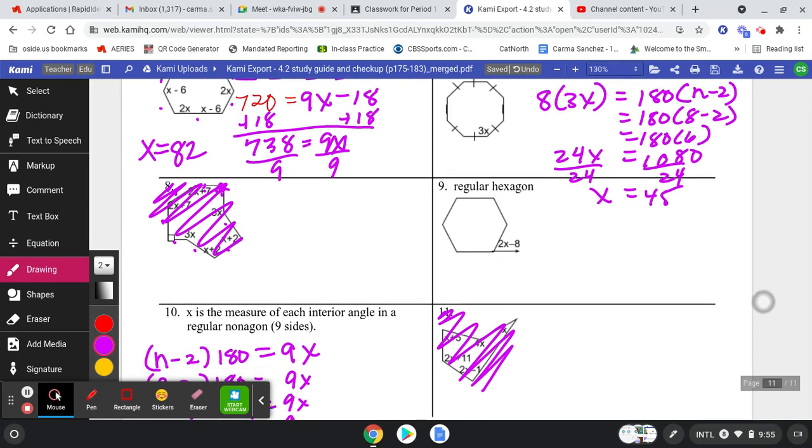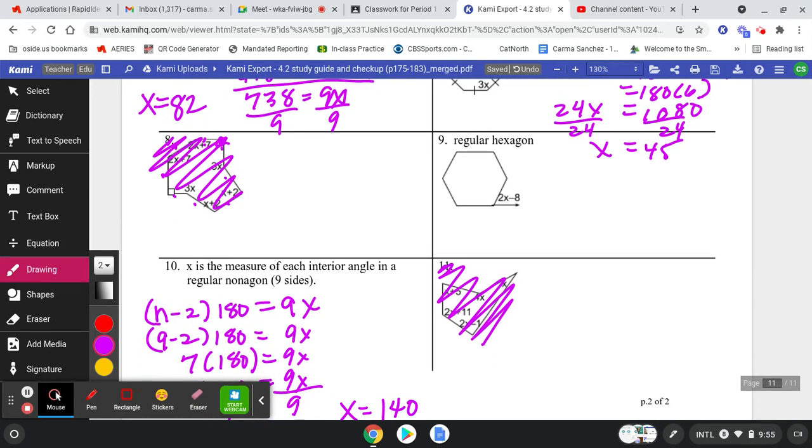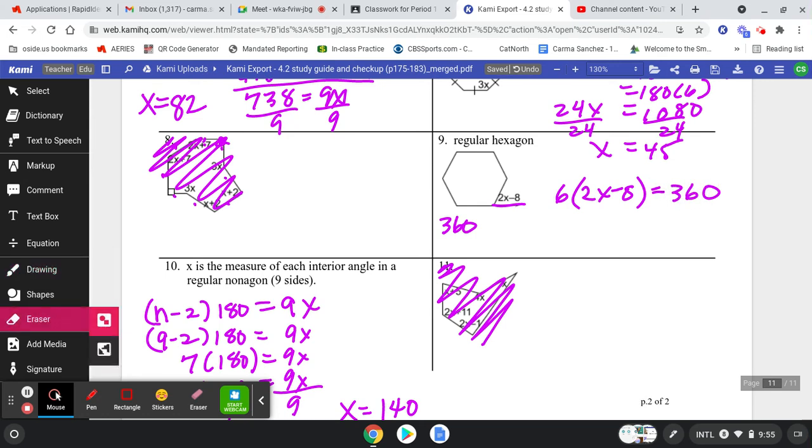So now let's go back and talk about number 9. Number 9 is the one random exterior angle. And the only thing we know about exterior angles that we did in our notes is the exterior angles all add up to 360. So if a regular hexagon has one exterior angle of 2x minus 8, couldn't we say that there were 6 of those same things? So 6 exterior angles of 2x minus 8 all have to add up to 360. So this is the one problem on the whole worksheet that uses our exterior angle theorem.